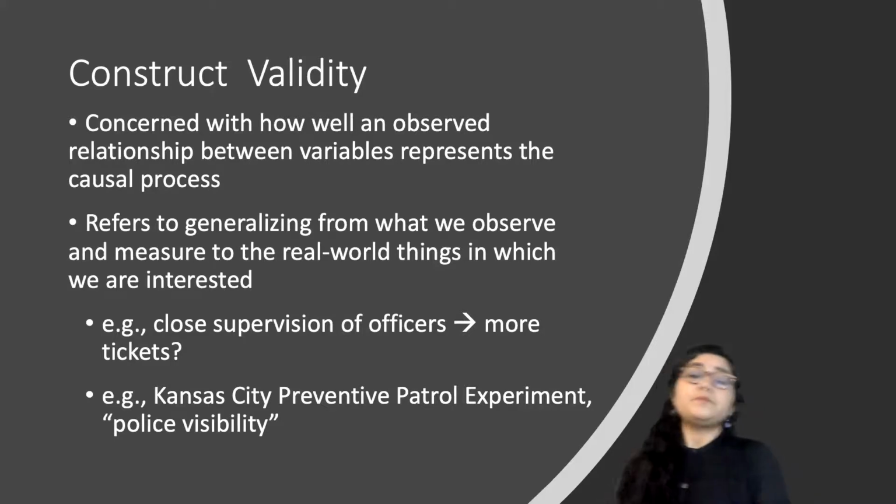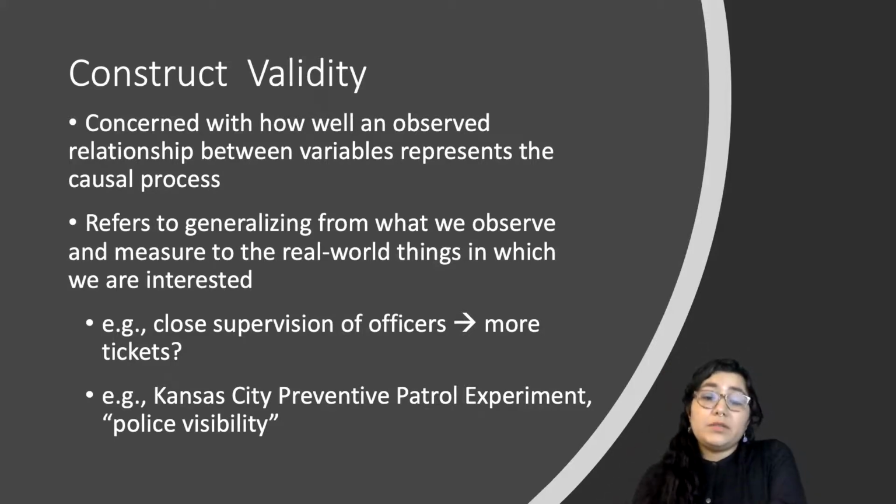An example of this that your book provides is that close supervision of officers might actually create more tickets because they're being observed, whereas the Kansas City Preventive Patrol experiment also created police visibility. If you want to look more into those examples, you can in the book, but I'm not going to explain them.